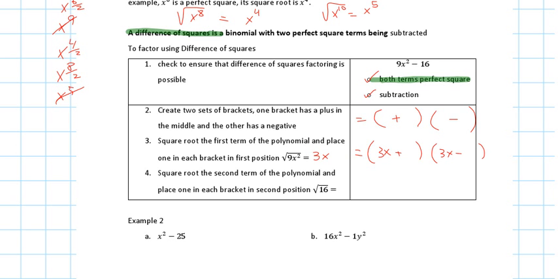Okay? For the last step, you're going to square root the second term of the polynomial, and then you're going to put it in the second position in each bracket. What's square root of 16? So my answer, my factored form, is 3x plus 4, 3x minus 4. Okay? Basically, what we're going to be doing to factor, we're going to go from this step to this step. Okay? We're not going to write the steps in the middle. It's just for your brain to process this.